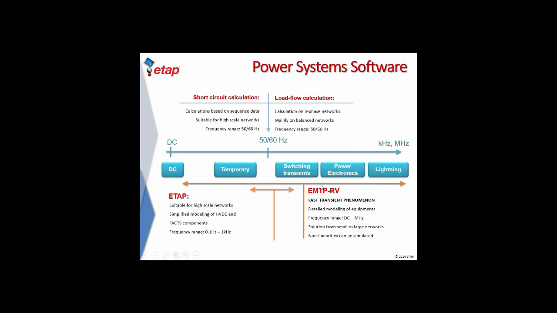EMTP stands for Electromagnetic Transient Program, Restructured Version. That means that we want to analyze what's happening below the millisecond. We want to simulate fast transients. We want to analyze, for instance, switching transients. What's happening when I am energizing?